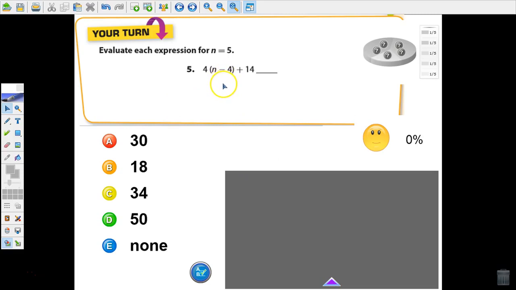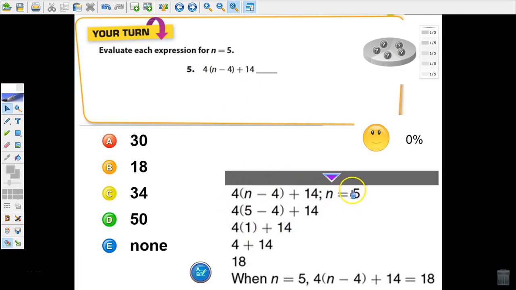Pause. Alrighty then. We've got 5 subbing in for n. So we would do the parentheses first. 5 minus 4 is 1, and then 4 times 1 is 4, plus 14 is 18. Let's check this out. Write the expression, n equals 5. 5 goes in for n. We do the parentheses first, then the multiplication, then the addition. Okay? Parentheses first to get 1. We multiply 4 times 1 and get 4. We add 4 plus 14 to get 18. Okay? Always follow PEMDAS. PEMDAS is king. Okay? This is the way.